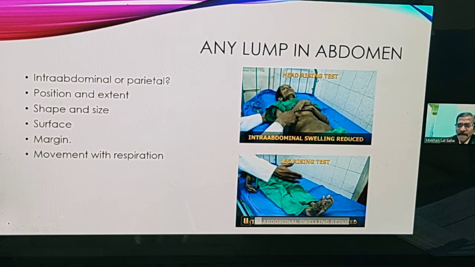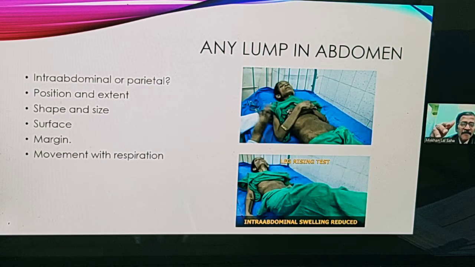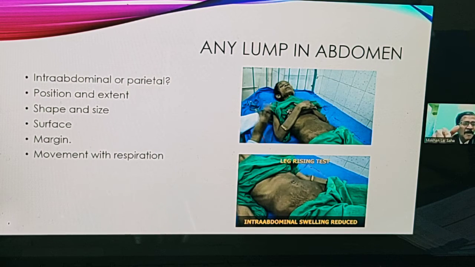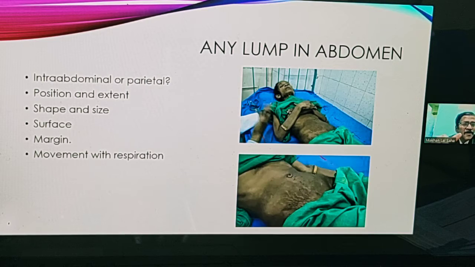This can also be done by asking the patient to lift the leg and look at the lump. This lump becomes less prominent, suggesting this to be an intra-abdominal lump. Apart from this, we should describe the lump on inspection: the position and extent in the abdominal regions. Try to describe the shape and size of the lump. If possible, make out the surface as you see from the skin surface.